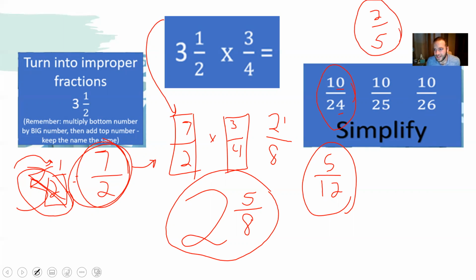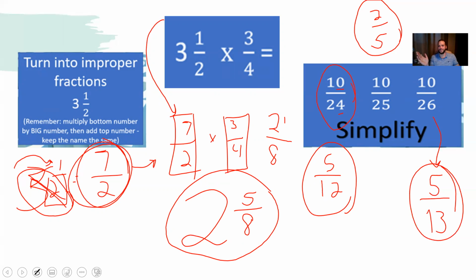And I look at that and I say, can there be a number that goes into both of those? No. So therefore, that is simplified. It can't be reduced anymore. What about 10/26? Ooh, they're both even. I love it when they're both even. Half of 10 is 5. Half of 26 is 13. And then you just look at that. Is there a number that goes into both of those? And the answer is no. So that's that. Now for the challenge question.